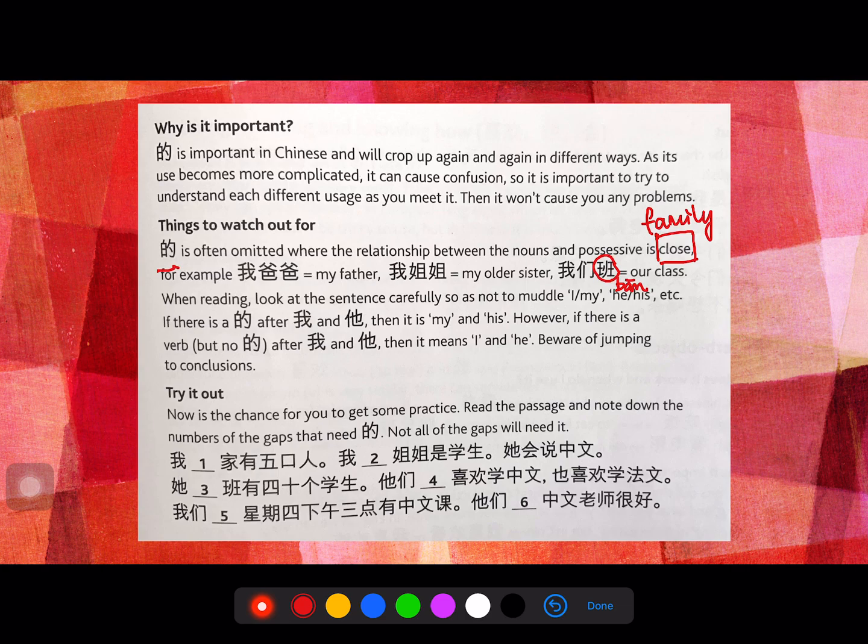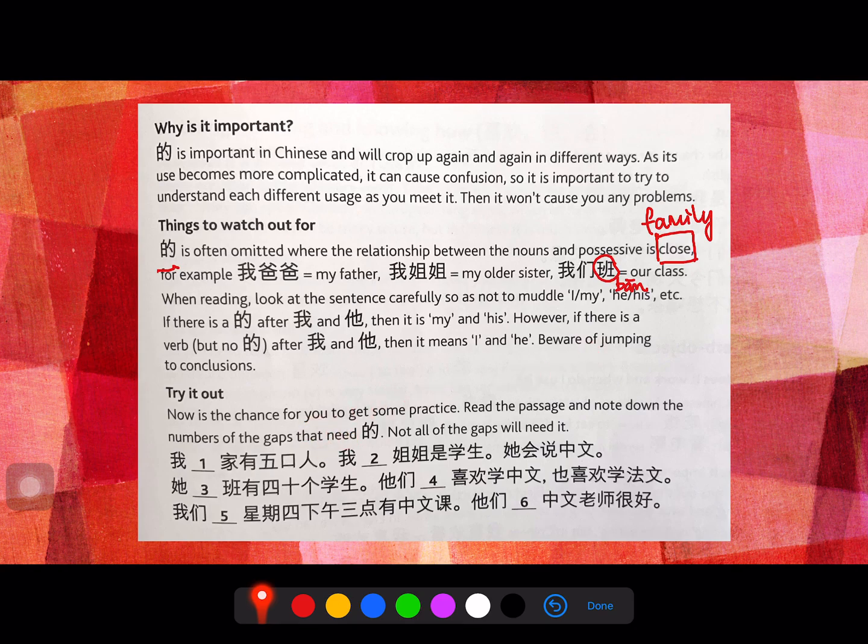Then when reading, look at the sentence carefully so as not to muddle I, my, he, his, etc. If there is a 的 after 我 or 他, then it is my and his. However, if there is a verb but no 的 after 我 or 他, then it means I and he. Beware of jumping to conclusions.